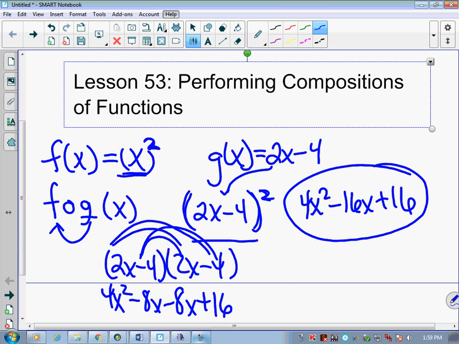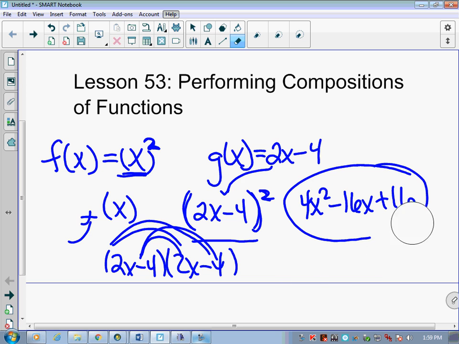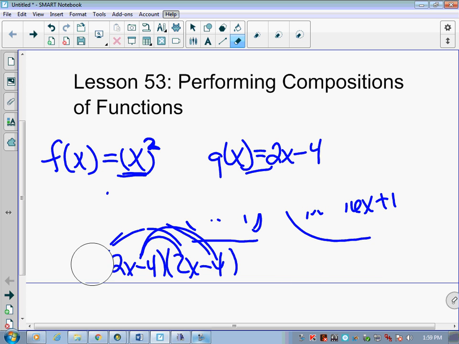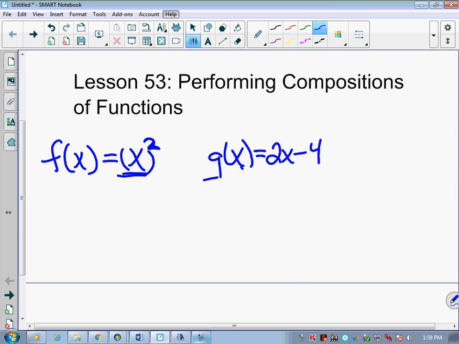All right. So I'm going to take a step back, because not every time are we going to do f of g. Okay, I'll try to erase here a little bit. We could also do g of f. That means we're going to take function f and put it inside of function g.